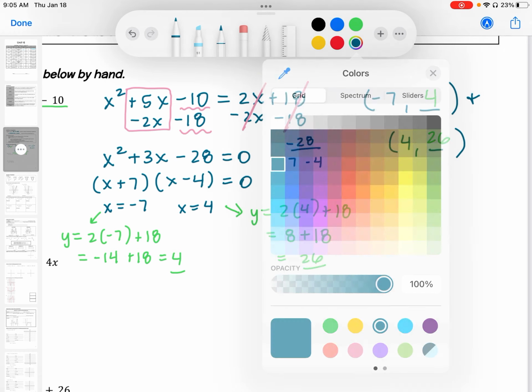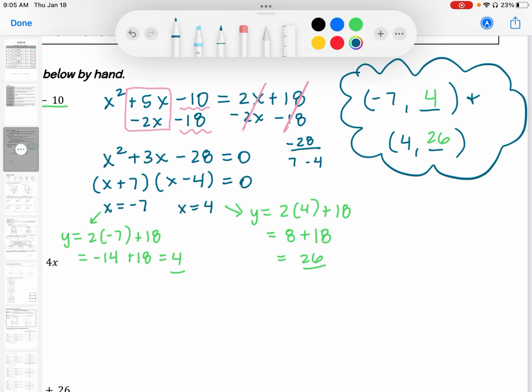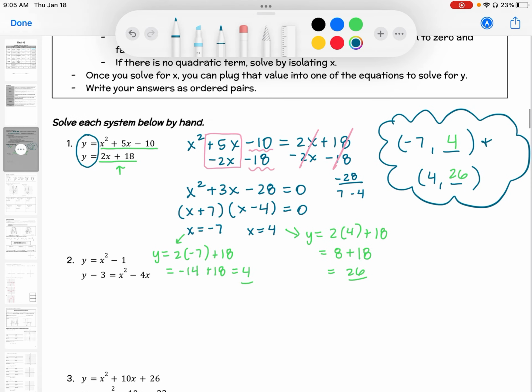So that would be your y value. All right, and those should be your solutions. You have 2 solutions for this one, for that system of equations.